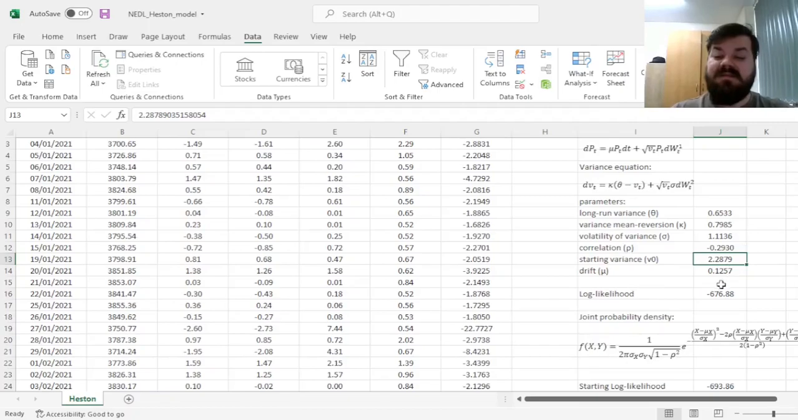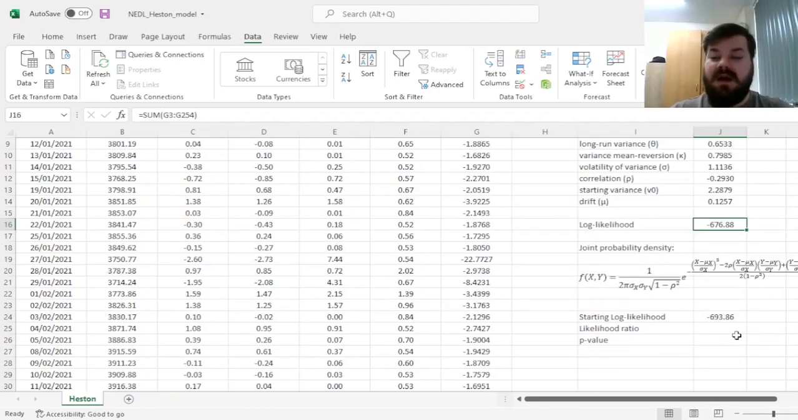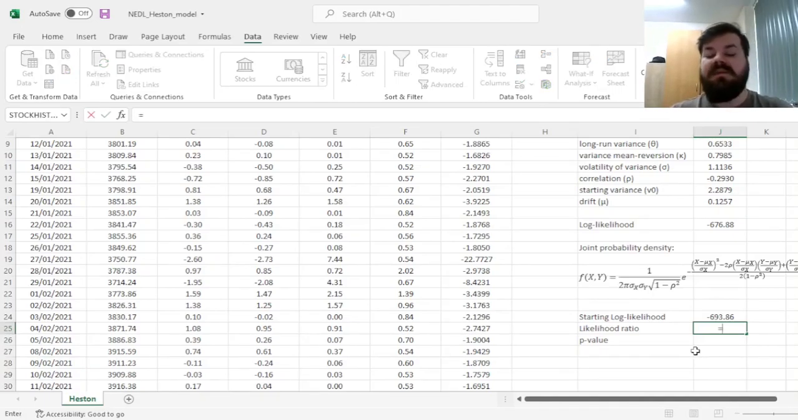However, is this improvement in the log likelihood statistically significant? What we can calculate here is the likelihood ratio and apply the chi-squared test to figure out whether the Heston model adds explanatory power to model the dynamics of S&P 500 in terms of mean and variance. So we can multiply 2 by the difference in log likelihood. So this is the improvement compared to the baseline case.